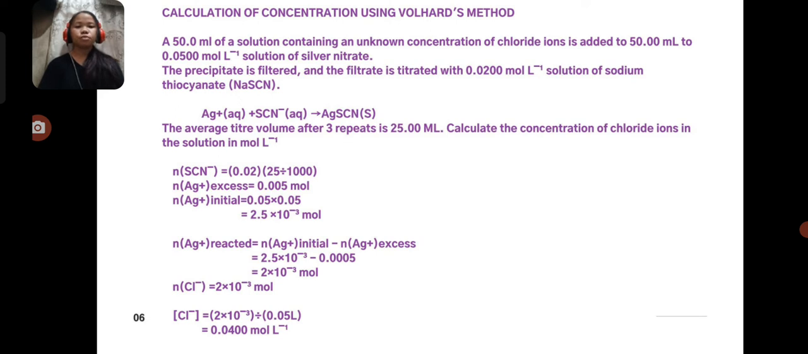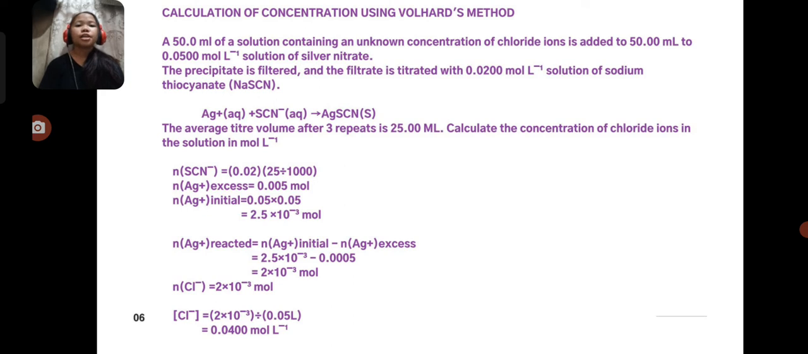So, we proceed to the number of moles of the initial Ag+. It is 0.05 times 0.05. We get the solution containing an unknown concentration of chloride ions. The 50 ml is converted into liter, so it becomes 0.05, and then equals 2.5 times 10 raised to the power of negative 3 mole.